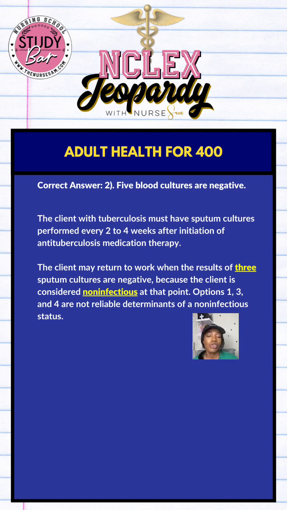All right. It says the client with tuberculosis must have sputum cultures performed every 2 to 4 weeks after initiation of the anti-tuberculosis medication therapy. Okay. The client may return to work when the results of 3 sputum cultures are negative. All right. Because the client is then considered non-infectious at that point. Okay. But it can't be 1. It can't be 2. It needs to be 3. 3 is a lucky number. It needs to be 3 back to back that are negative. Okay, the other options are not reliable determinants of a non-infectious status.